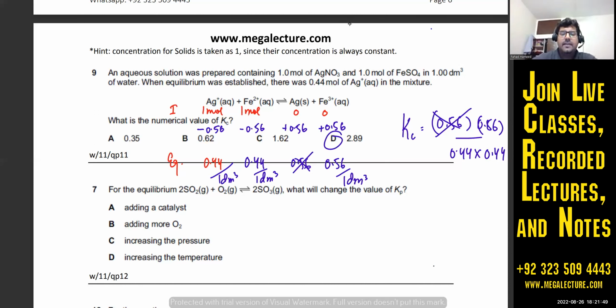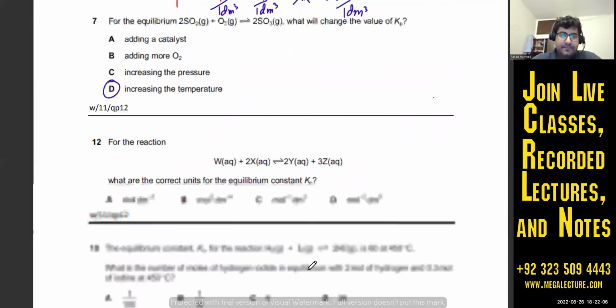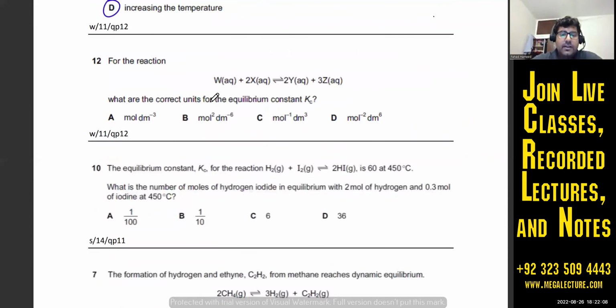So okay. What changes the value of Kp? Just temperature. Sorry, thoda sa zyada intelligent question hai. What will change? Sorry, temperature. That's it. Basic question hi tha. What are the units in this case?